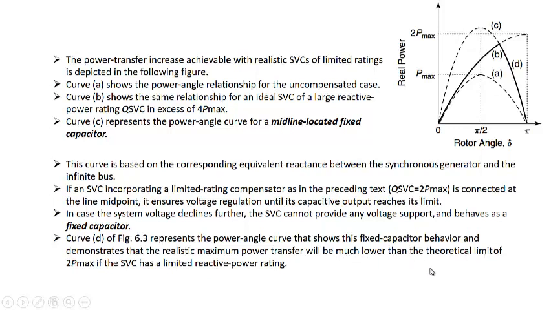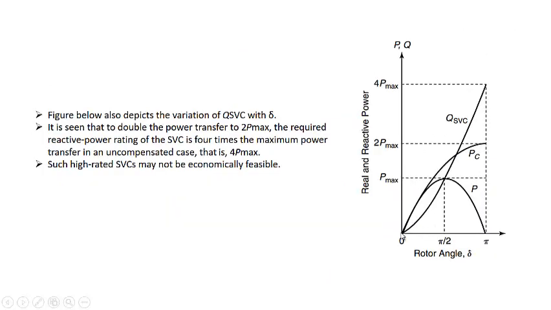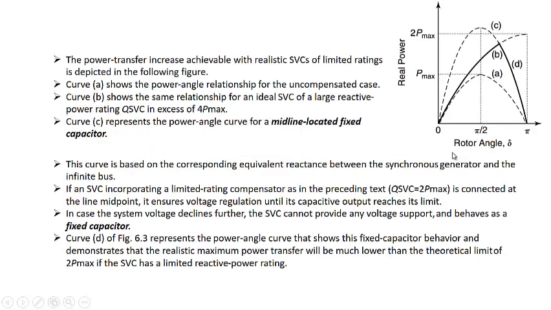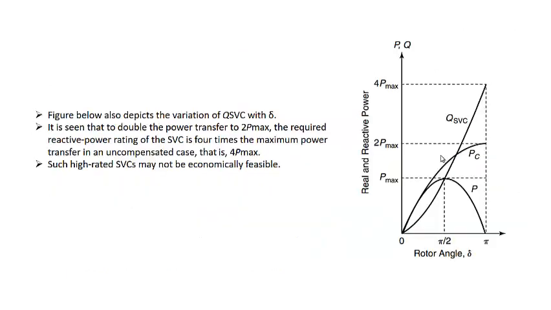and demonstrates that the realistic power transfer limit will be much lower than the theoretical limit of 2 Pmax if the SVC has a limited rated power. If this is the case, after this point, it will follow this curve up to 2 Pmax. Up to 2 Pmax, you will see the real power will follow this curve up to this point. And after this point, since it is acting as a fixed capacitor, it will follow the fixed capacitor line, that is this. This is the real power and delta curve for the realistic, or we can say practical SVC, not this one.